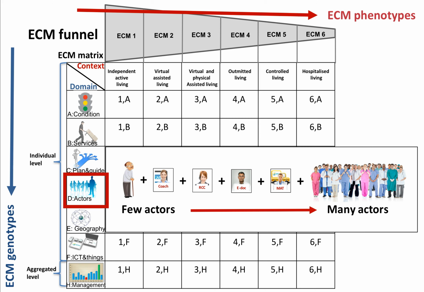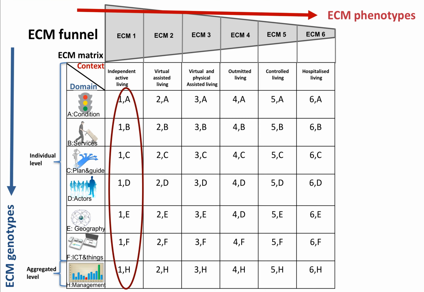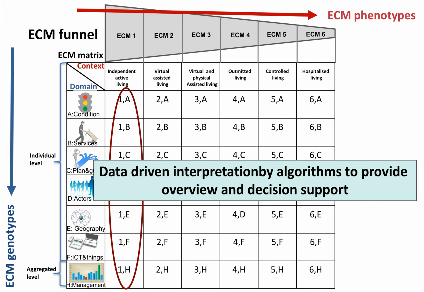Looking at the ECM matrix vertical rows, this is an example of creating a meaningful and fair context across domains. Consistency is crucial here. With this at hand, a data-driven interpretation can be achieved. This can be done partly algorithmically and partly through successful visualization mechanisms that create the desired overview and derived decision support. We'll look at this in the following.